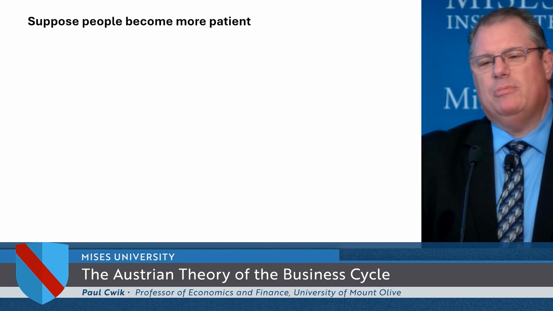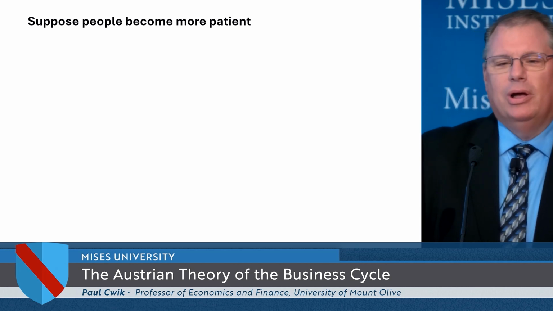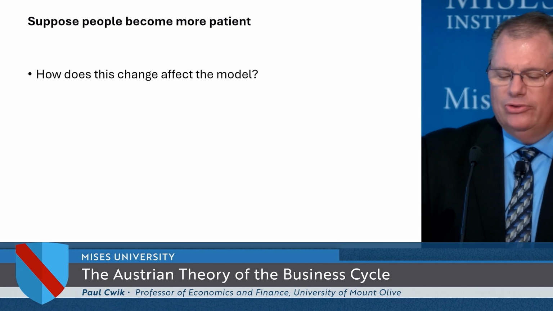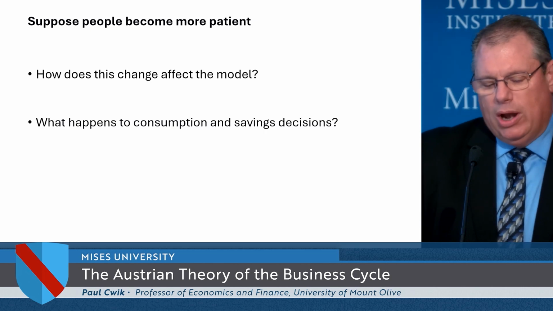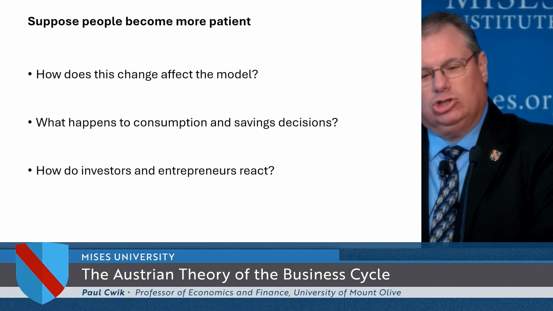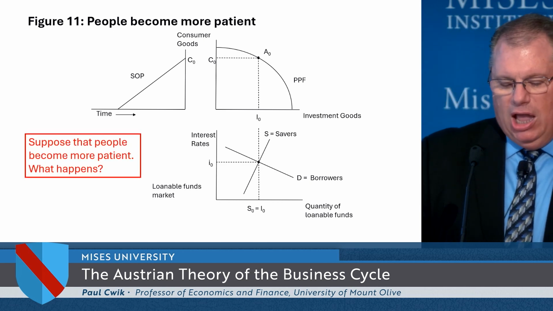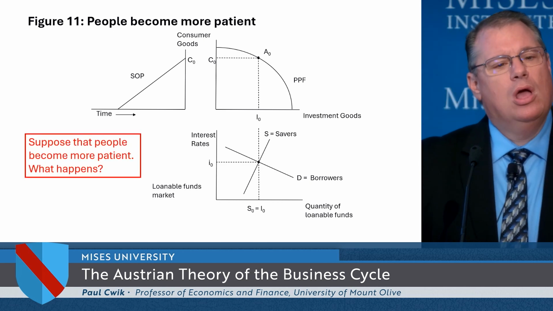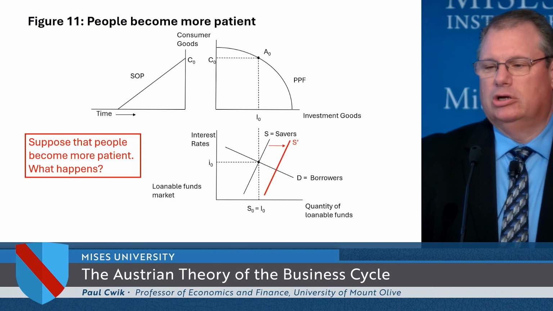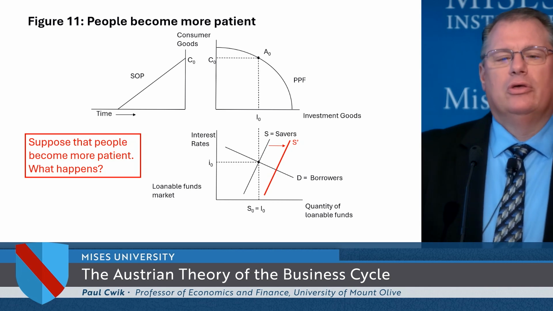Now, let's play with the model a little bit. So, suppose that people become more patient. What? In this society? Yeah, I know. But let's just assume this, right? We can do that. I've got 3 questions. How does this change affect the model? What happens to consumption and savings decisions? And how do investors and entrepreneurs react? Well, let's come to our model. We start in equilibrium, and now we're going to posit that people become more patient. What happens? Well, we're going to see that savers are going to save more. Why? Well, because they're more patient, right? We shift out the supply curve.